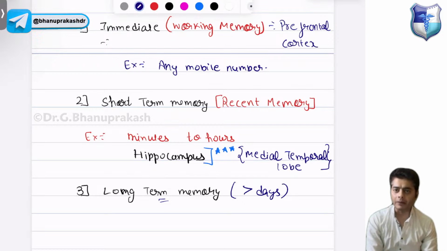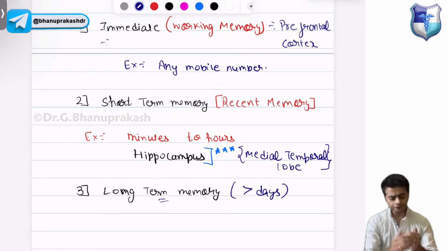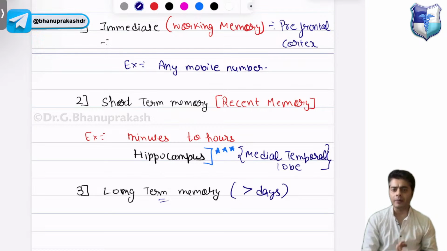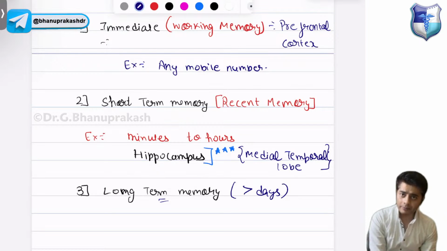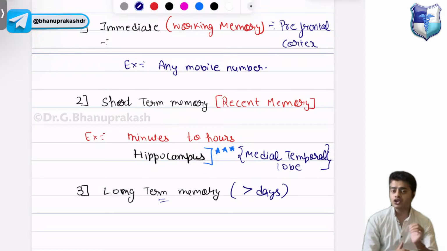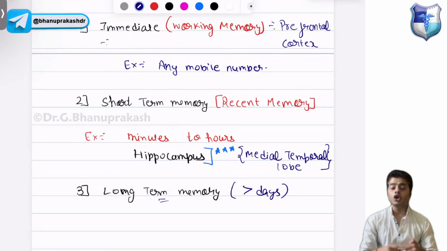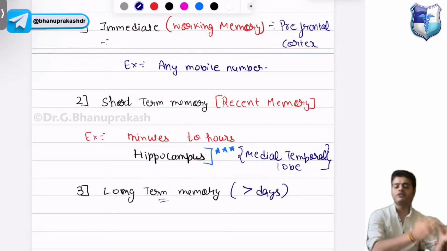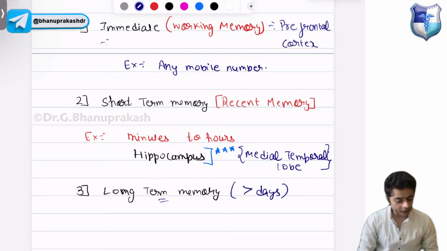Then comes short-term memory, a memory which you remember for around hours to days, related to the people you met today. Suppose you have cooked dal today. You will remember that. That is short-term memory. But long-term memory is when a short-term memory is important to you, so you revisit that memory again and again. And due to some neuroplastic change, that short-term memory will be shifted to the long-term memory area.